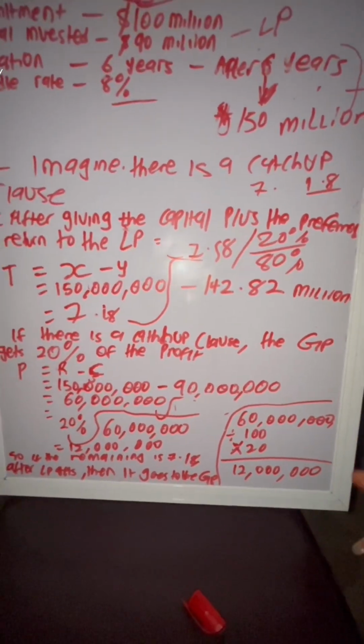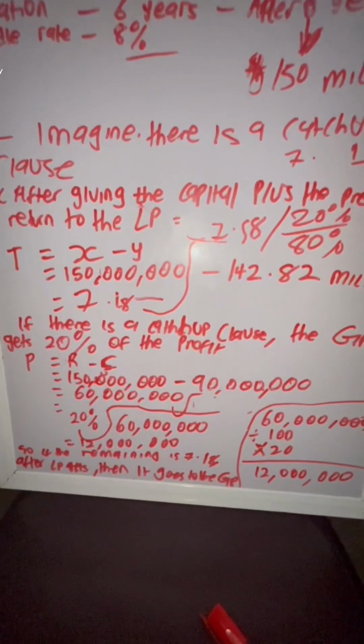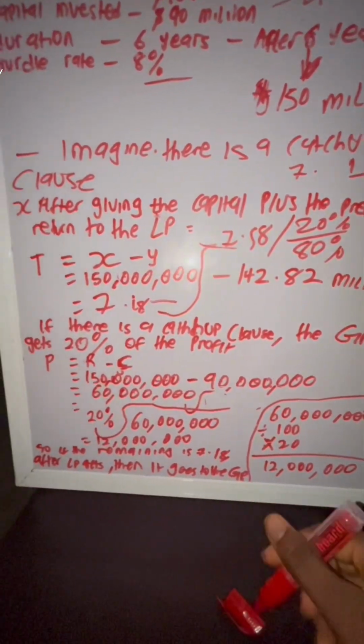So basically that's it. If there's a catch-up clause, the GP gets this. If there's no catch-up clause, they get 1.6. Let's do 1.6. So they get 1.6 of it. So basically that's everything about it.